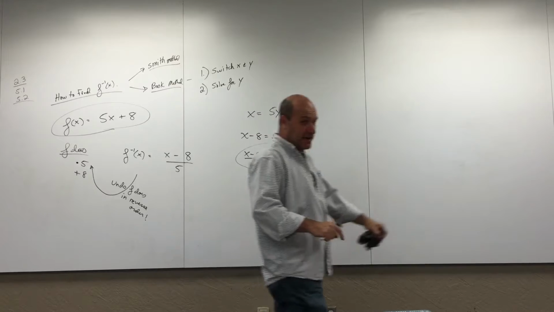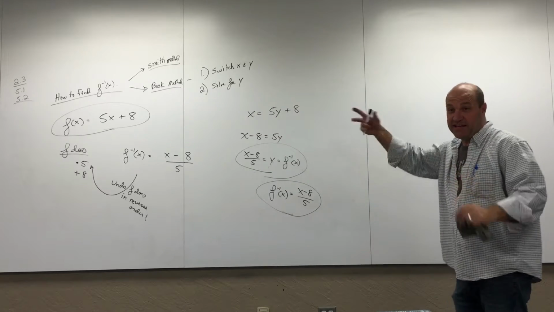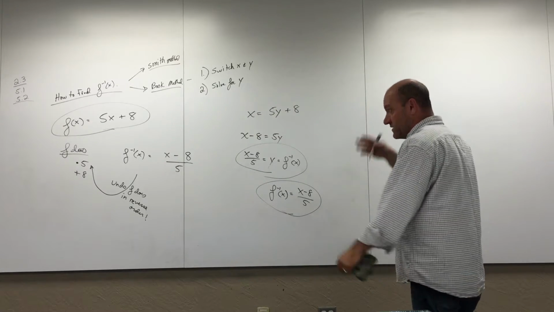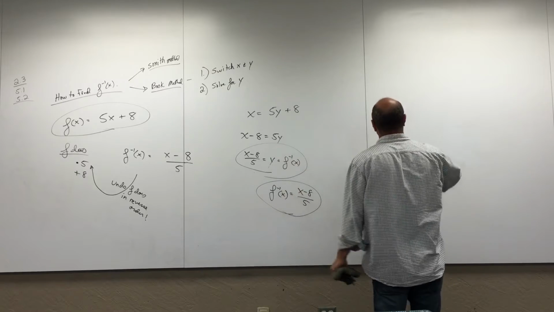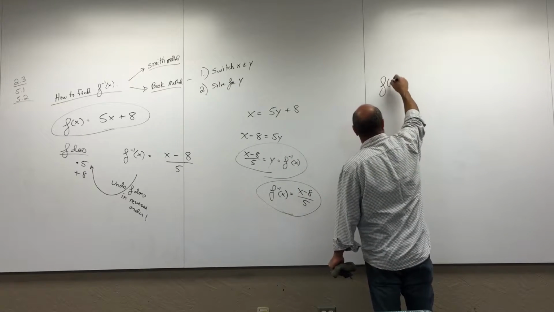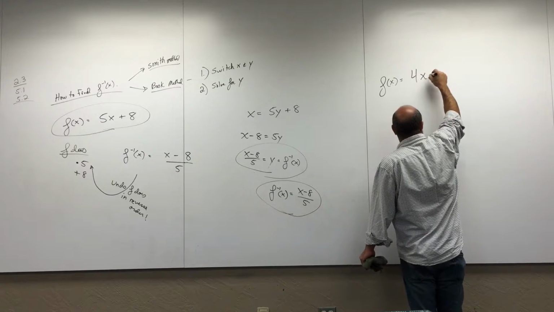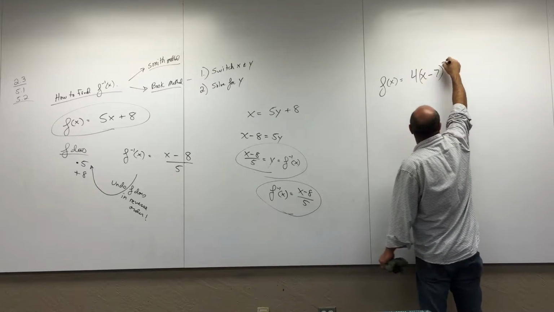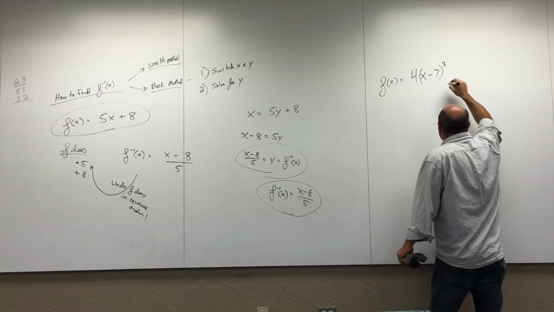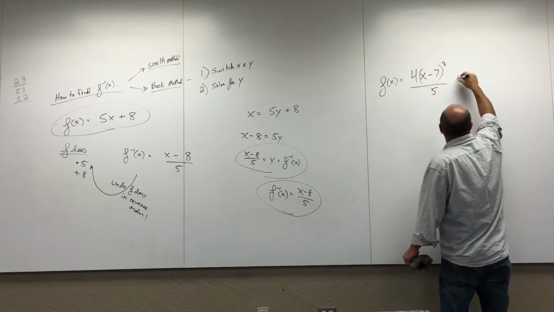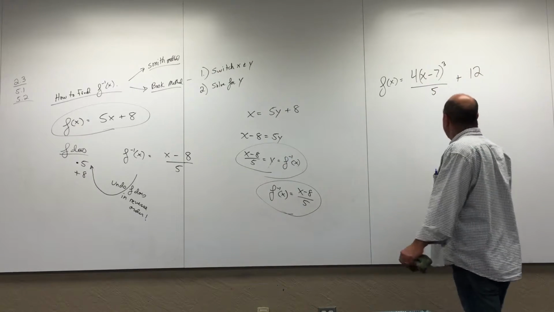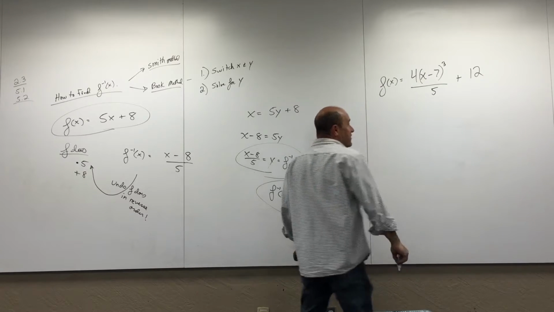This works, you guys, and it works with more complicated functions. You really need this method. You might be looking at these easy ones and saying this is too easy. Watch this. You need it here. Here we go. Let's do a better one: (4x minus 7) cubed divided by 5, plus 12. All right, good luck. Find its inverse.